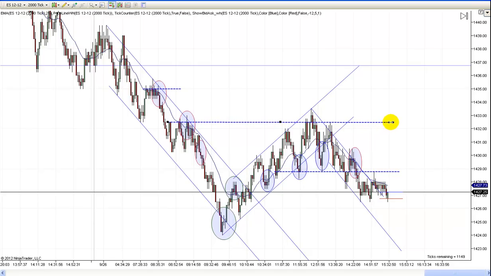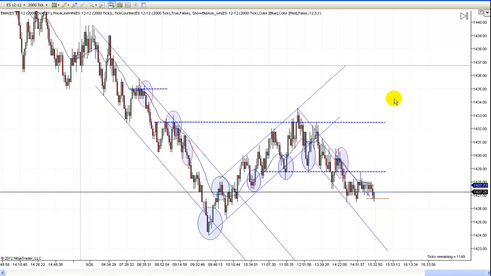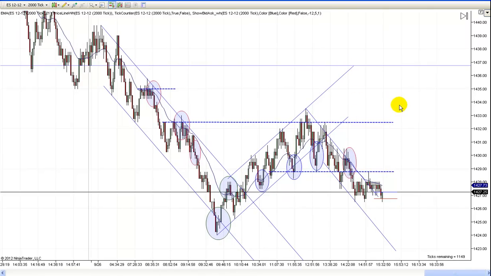Prices just couldn't break above that 1432.75 area right there. It was really strong resistance there, and that kept us from reaching the overnight gap. So we'll see what happens. Wouldn't surprise me to see us come down and test this low.